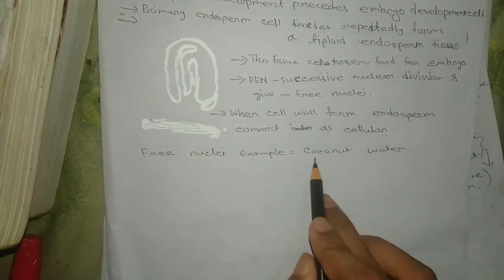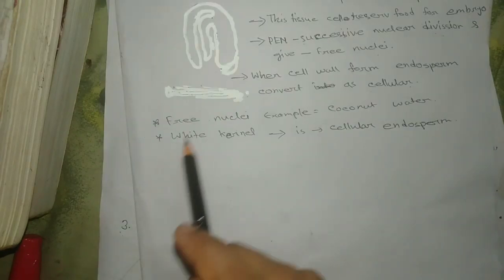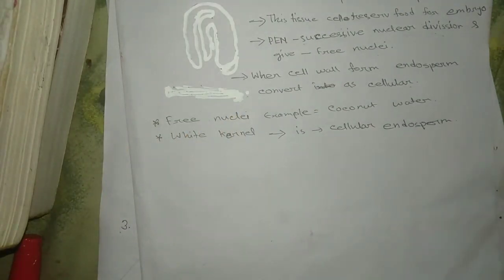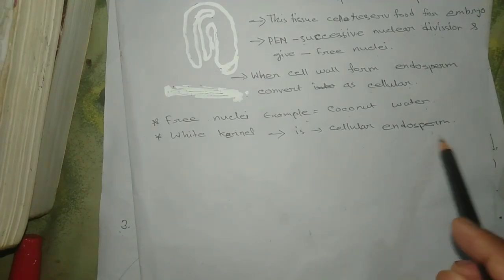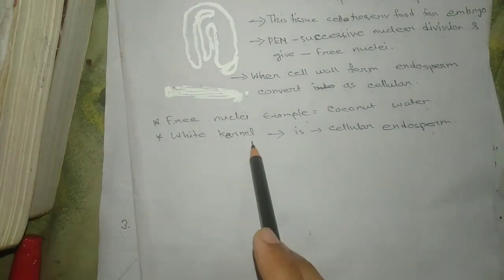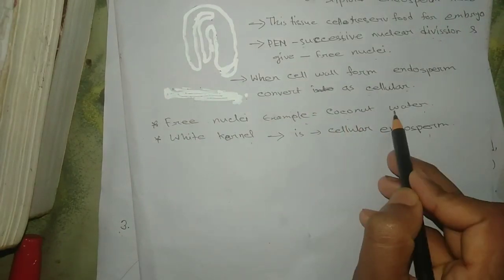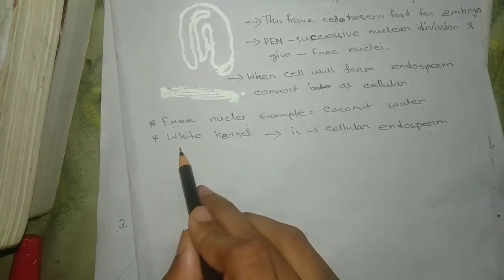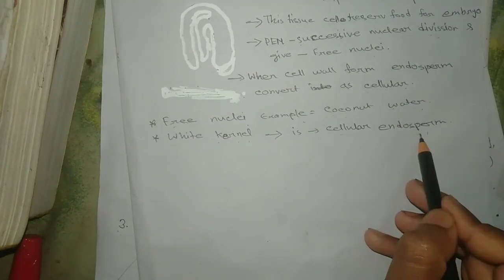The free nuclear example is coconut water. More than 1000 nuclei are present. Here are examples of free nuclear endosperm and cellular endosperm. The free nuclear example is coconut water, and the cellular endosperm example is the white kernel. Remember, coconut water is the free nuclear example, and the white kernel is the example of cellular endosperm.